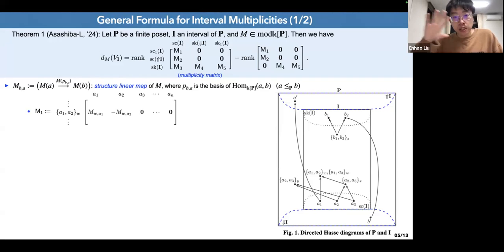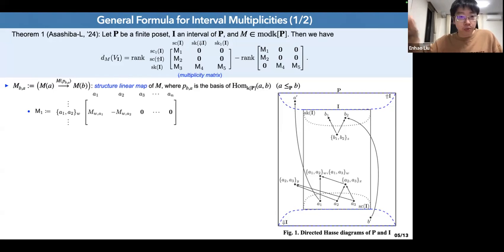Now, first we introduce the block M1. As you can see, it has source I as the column index and source 1I as the row index. Source I, for example, runs from A1 to AN; they are the column indices. And source 1I are just the prejoins of some pairs. So for example, let's look at A1, A2, W, this index.